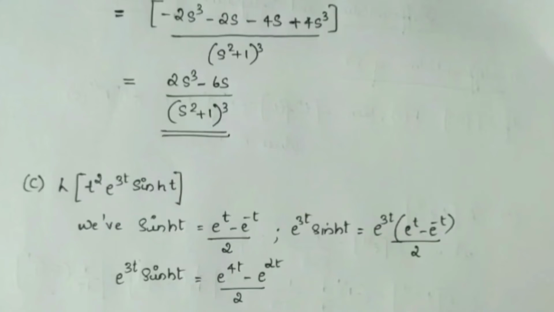Now, let's find out the Laplace transform of t square e raised to 3t sin ht. We have sin ht is equal to (e raised to t minus e raised to minus t) by 2, right? Therefore, e raised to 3t sin ht becomes e raised to 3t into (e raised to t minus e raised to minus t) by 2. Therefore, e raised to 3t sin ht is equal to (e raised to 4t minus e raised to 2t) by 2. That is, e raised to 3t into e raised to t is e raised to 4t, and e raised to 3t into e raised to minus t is e raised to 2t. So, (e raised to 4t minus e raised to 2t) by 2.